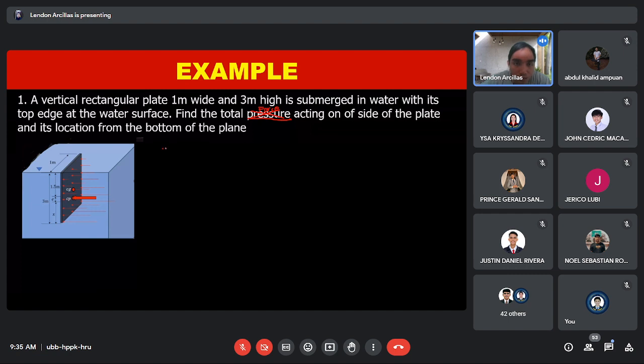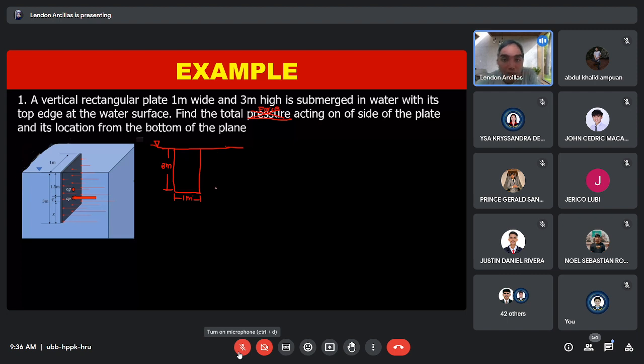Okay, let's draw it using the two-dimensional view. So, meron siyang rectangular plate na nakasubmerge sa water. Ang top side niya is on the surface. Yung measurement ng rectangle is 3 meters high and 1 meter wide. Baliktad pala to. Okay, so nakasubmerge sa water. So, ano yung specific weight ng water? That is 9.81. Laging tatandaan yan.